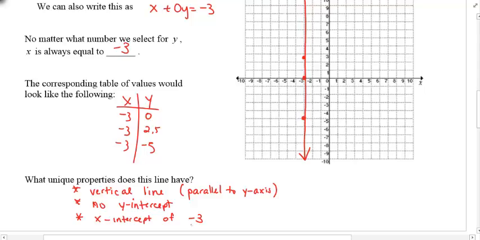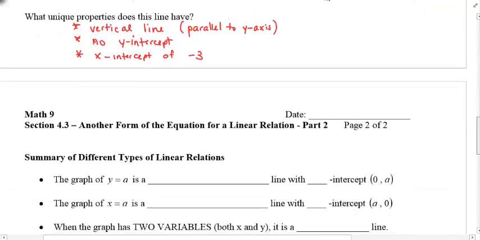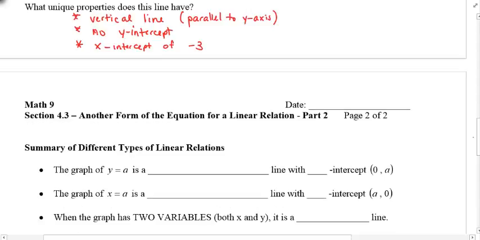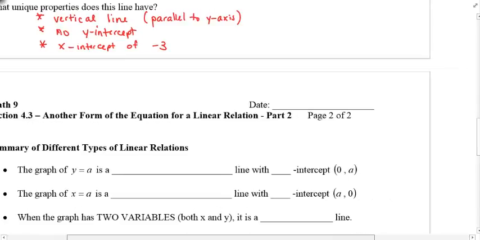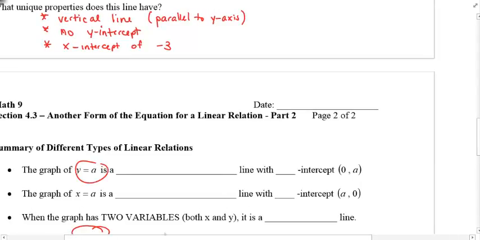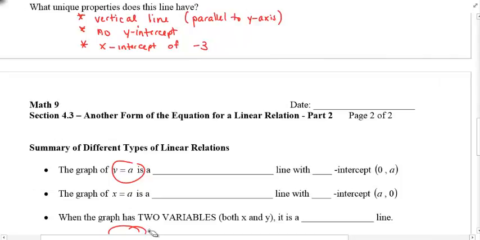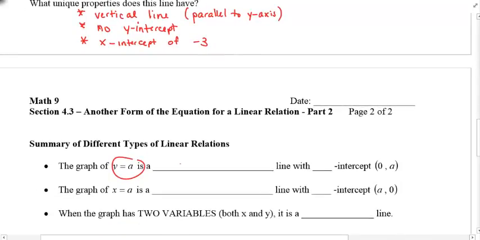So what can we learn or summarize from what we've just done on page 1? We'll turn the page. To summarize, if I have a graph where y equals some number, what type of line do I get? Well, it's a horizontal line.